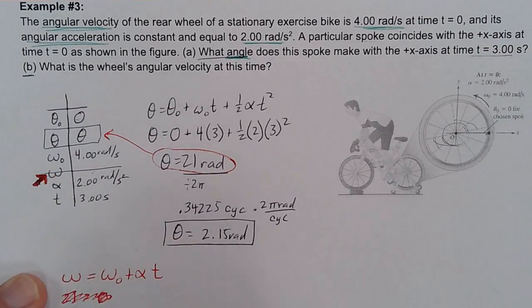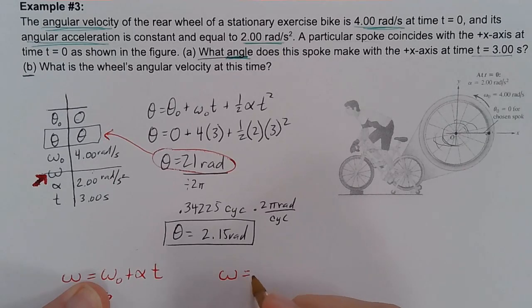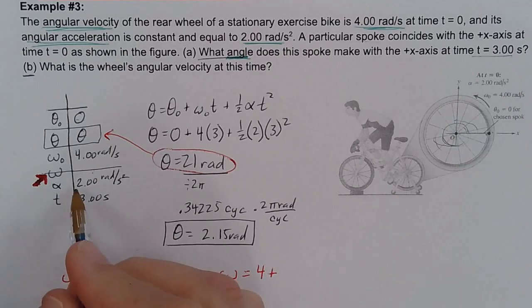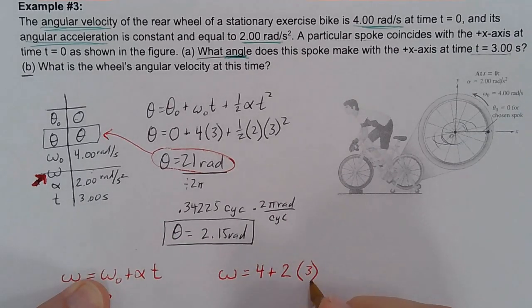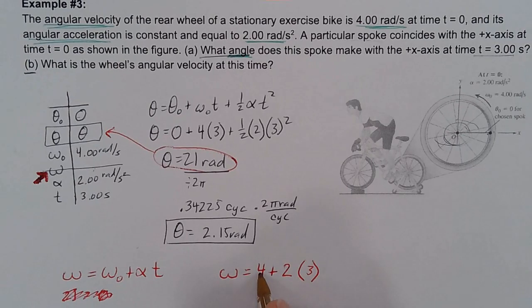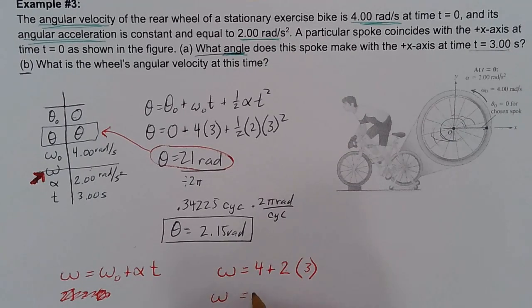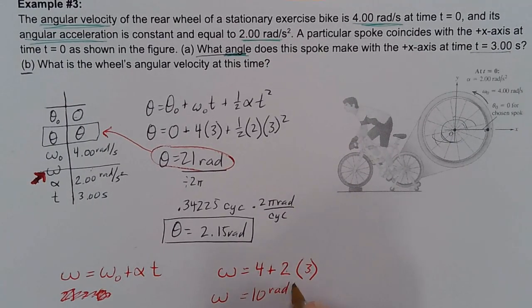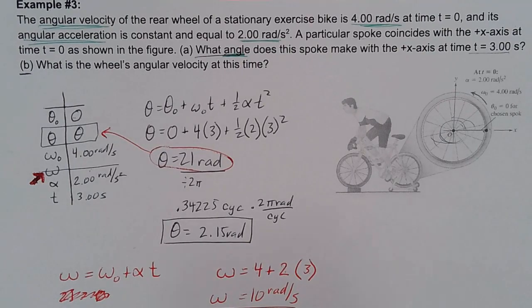My final speed, that's what I'm looking for, so that's just omega. The initial speed was 4 radians per second, so omega equals 4 plus the alpha, which is 2, times the time, which is 3 seconds. So I've got radians per second squared and seconds. And I put all that together, and I get 4 plus 6, so omega equals 10 radians per second. Just like before, if you use SI units, then your answer will come out in SI units.